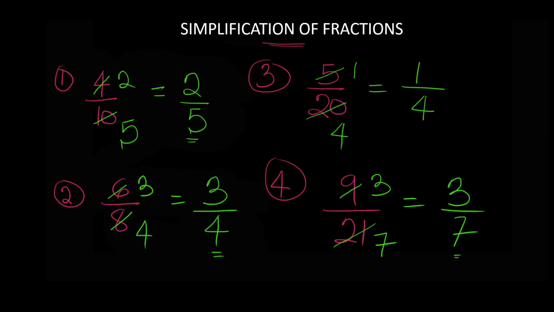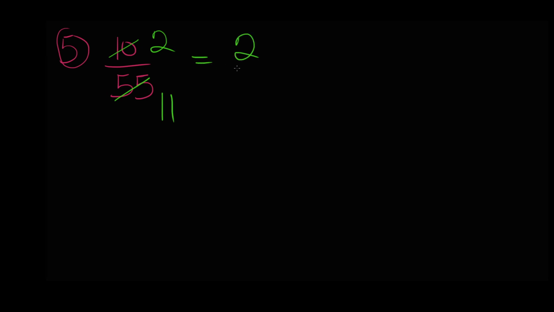Okay, let's look at some more examples. 10/55. If you take a look at this, you realize that 5 can go in 10. 5 can also go in 55. So I will say 5 in 10 is 2. 5 in 55 is 11. So I have 2 over 11. Nothing can simplify this further, right, except if you divide by 1, which is what we are talking about in our concept. So the final answer is 2 over 11.